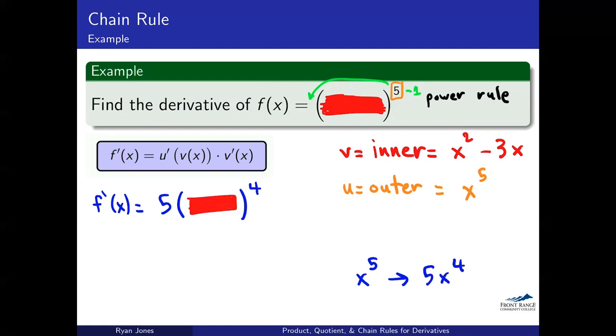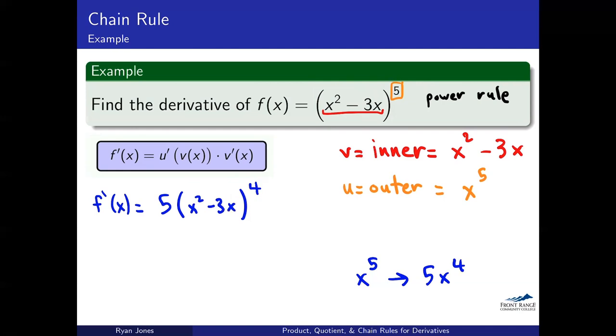Now all I'm doing is basically saying, hey, my inside, the inner part, is a little bit more complicated than just an x, but I don't care. I just leave it as it is. It's just this red blob. And so all I'm doing here is just this first part, that outer derivative. But now that we're done with that, I do care about what this red blob actually is. And so I should write it in. It's an x squared minus 3x.